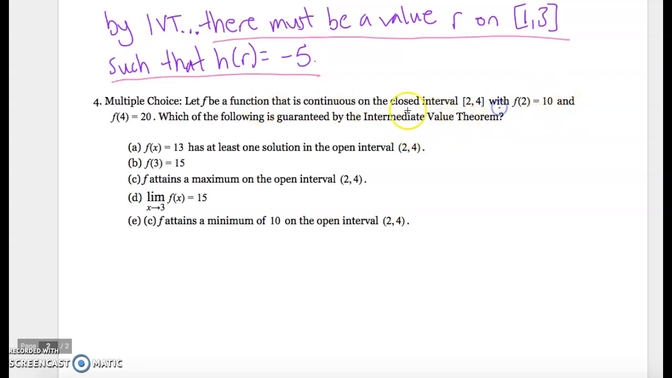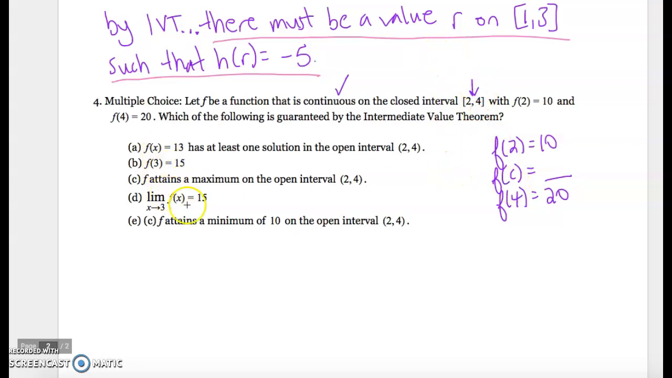Okay, so they gave us all the information. We know it's continuous, and we know that f of 2 equals 10 and that f of 4 equals 20. So there must be some value in here that equals some value in between 10 and 20. That's what the intermediate value theorem would tell us. And then that would be on the interval. This c value would have to exist in the interval 2 to 4 somewhere.